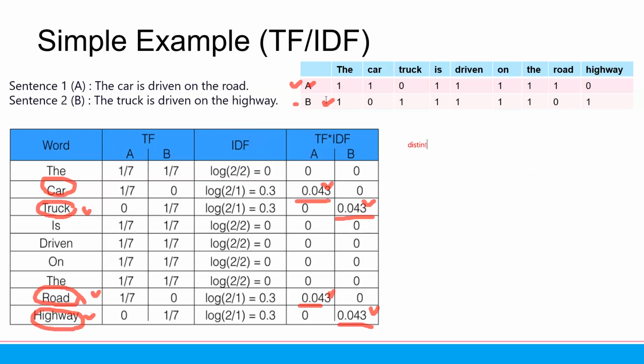If there are many similarities, then the distance will be smaller or go to 0. We know that "the" appears in those documents, so it is 0. "Is", "driven", and "the" are 0 because those words appear in the two documents. So this is one of the popular ways to measure text similarity.